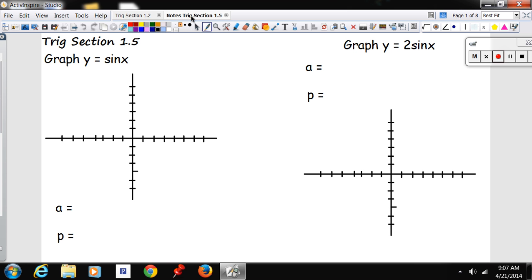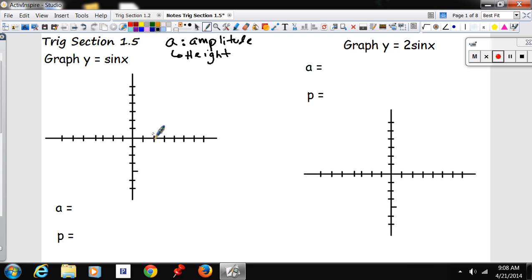So we're going to start with one of the easiest ones, and it's y equals the sine of x. There are two things we need to write down first. We need to write down A, and that's going to stand for amplitude. So write that at the top of your paper, amplitude. And what that is, that's the height of my graph. That's how high up and how low down that graph is going to go. It's the height of the graph.